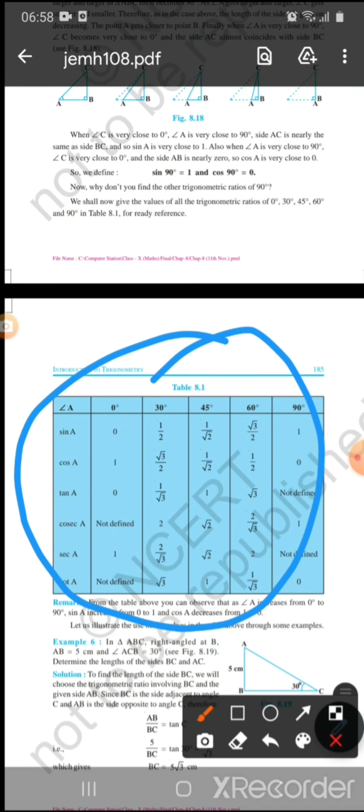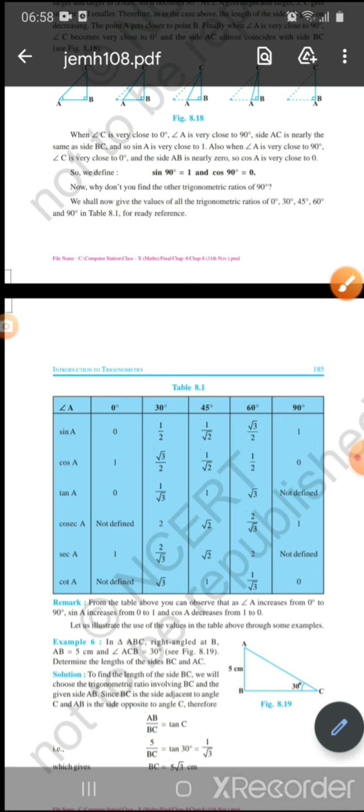Friends, for today we'll keep it only up to this. In the next lecture I'll be covering a very important table, that is 8.1, which will be useful for your 10th, 11th, 12th and even further studies.